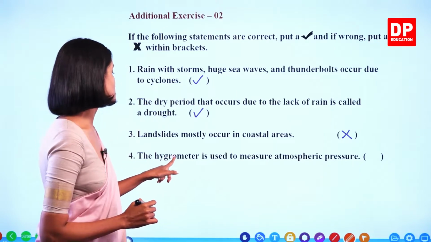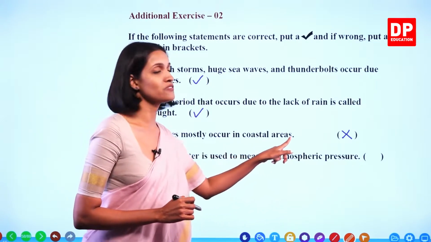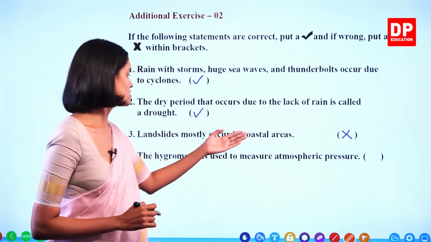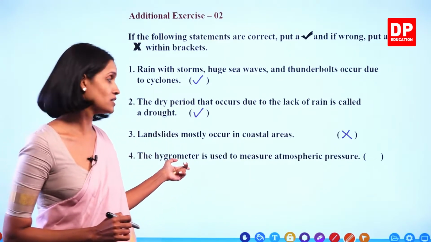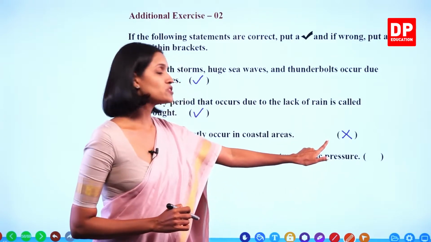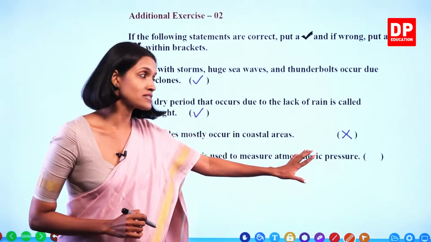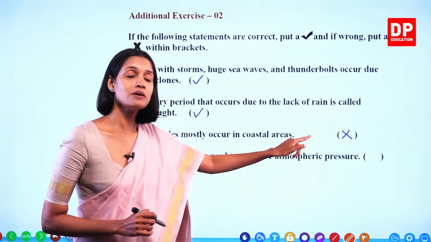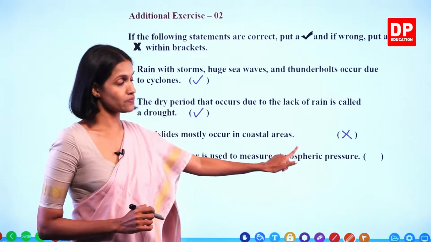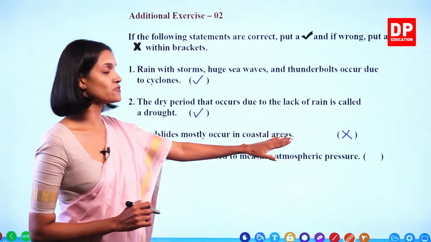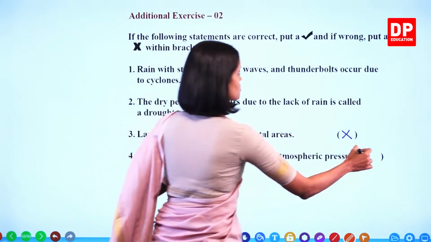The hygrometer is used to measure atmospheric pressure. Is this correct, children? What is a hygrometer? Hygrometer is used to measure the humidity. What can be used to measure the atmospheric pressure? We did not discuss this in the lesson. But we can use the barometer to measure the atmospheric pressure, right? So hygrometer is not used for this purpose, okay? This is also wrong.